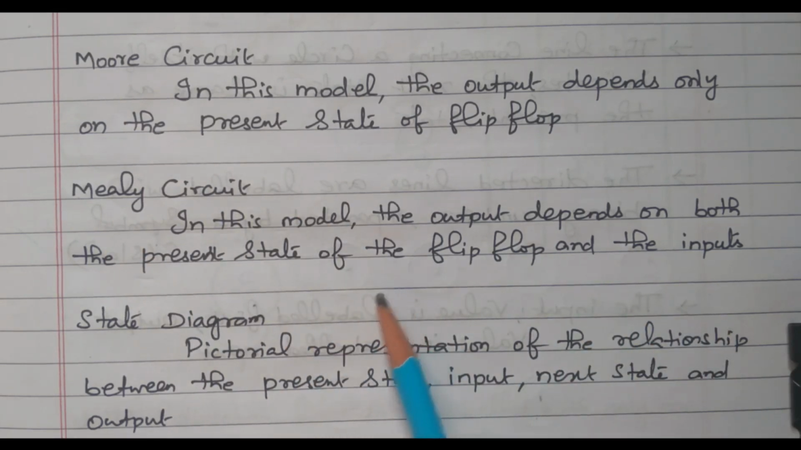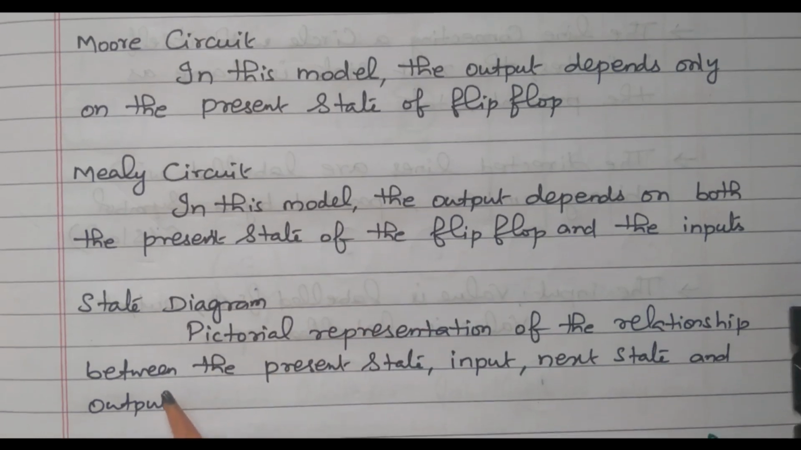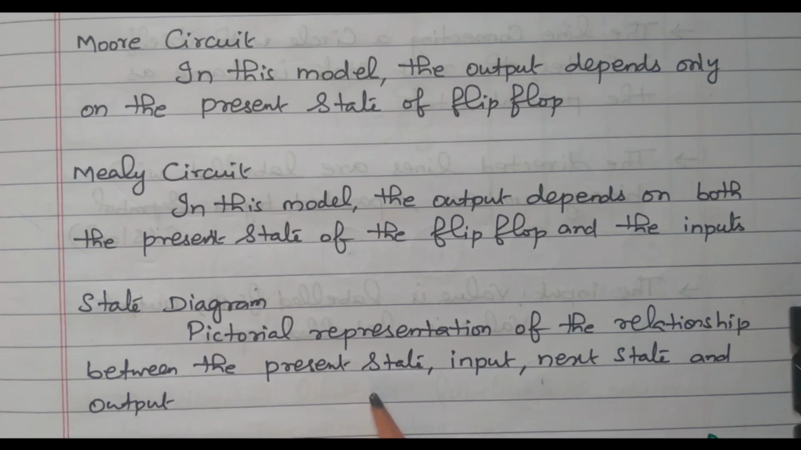So that is represented by the state diagram. What is a state diagram? It is a pictorial representation of the relation between present state, input, next state and output. What is the input, what is the output, what is the present state, what is the next state, all are represented pictorially. It's a diagram, that is nothing but the state diagram. Similarly, we have a state table also. How the states are changed is represented by the state table.